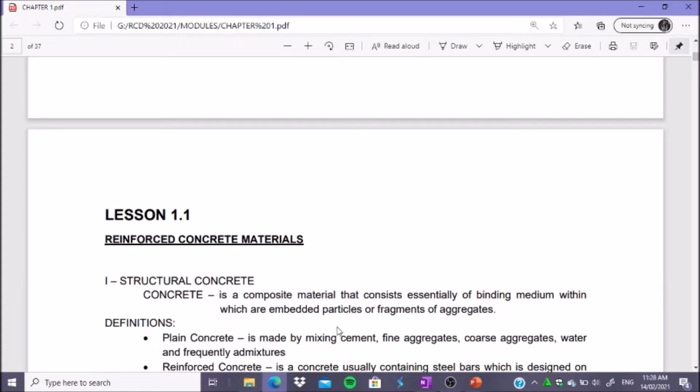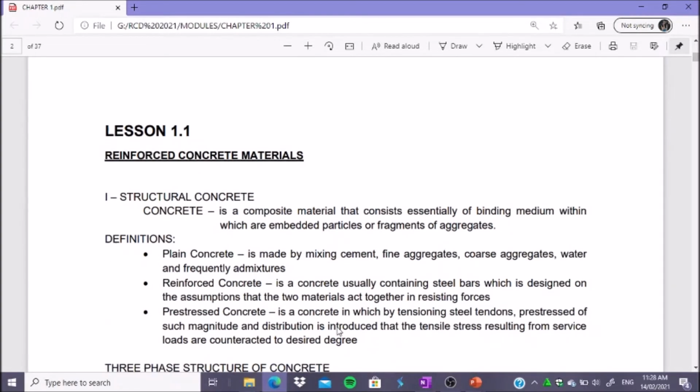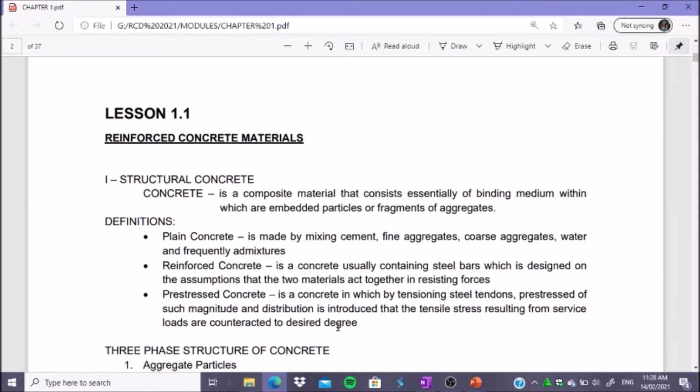Okay, so first, for our reinforced concrete materials, we have, of course, concrete. It is defined as a composite material that consists essentially of a binding medium within which are embedded particles or fragments of aggregates. And for our definitions, we have plain concrete, reinforced concrete, and pre-stressed concrete. So our main concern here is reinforced concrete.